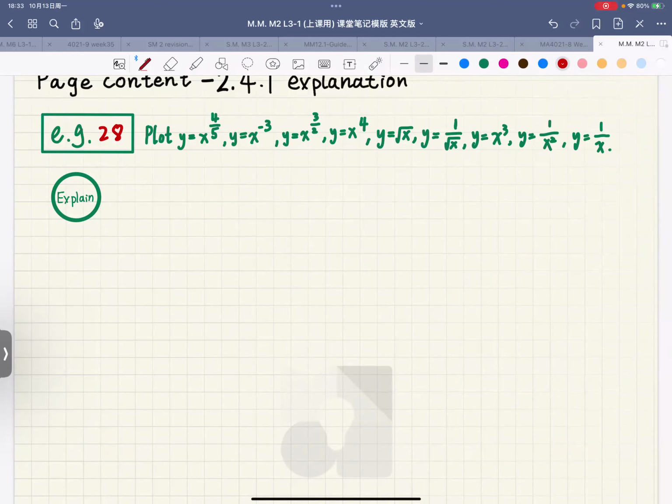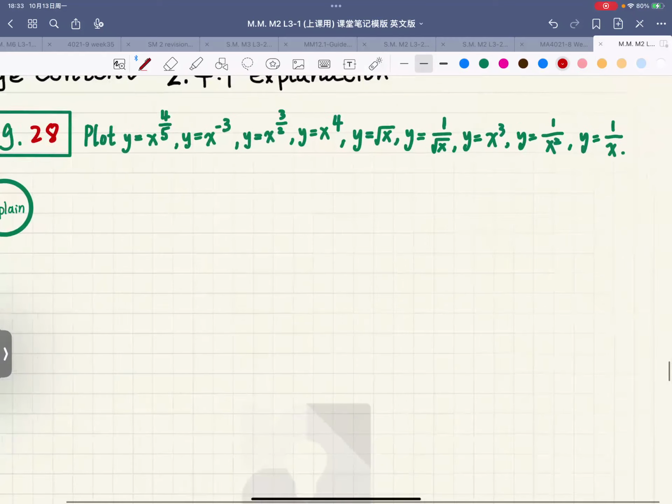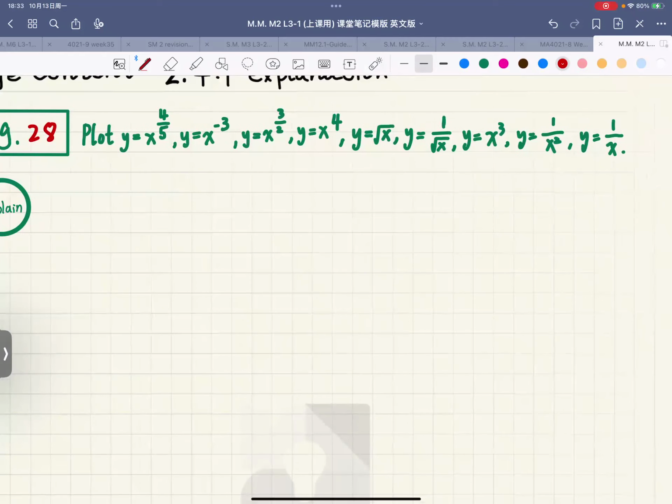Let's quickly do this. Okay, for this question, when I ask you to plot the graph, you don't need to give me a perfect graph. You just need to show me the shape and some key points. Let's have a look at this. I cannot plot all of them. Let's just do a few examples.